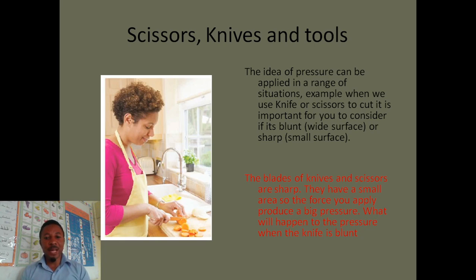The blades of knives and scissors are sharp. They have a small area, so the force you apply produces a big pressure. The blades are sharp, small area, so they give out a big pressure. Now, can you tell what will happen to the pressure when the knife is blunt? What I mean is, when the knife is not sharp, what will happen to the pressure? How will it be affected? Will it be big or will it be small?